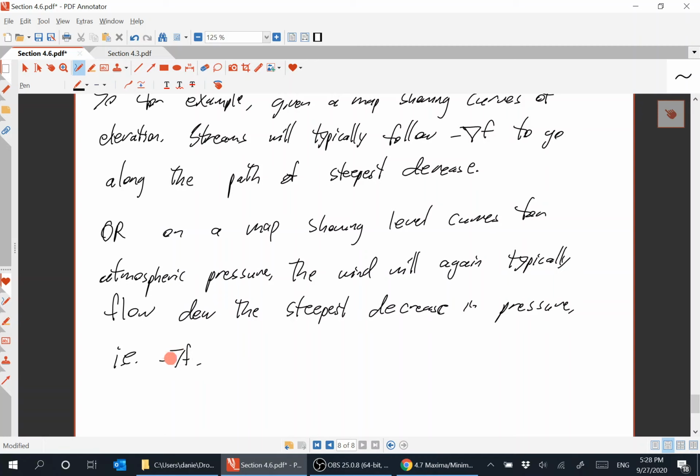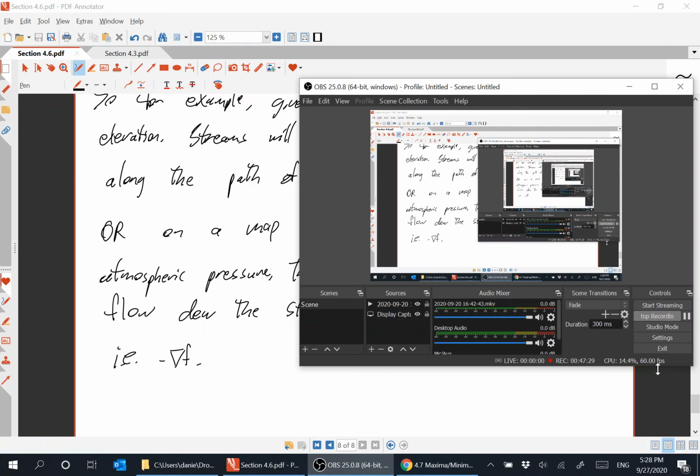Now, of course, there are going to be other factors at play when you're talking about water flowing downhill or wind or things like that, but it does give you a rough indication of where these things would happen. So a stream running down the mountain is typically going to follow the steepest line of decrease that it can find. Okay, so that's the gradient. It's pretty neat. And that's the end of this lecture on this section.